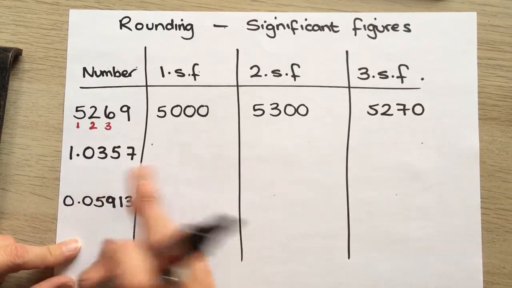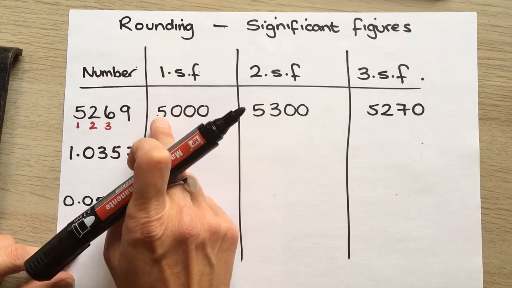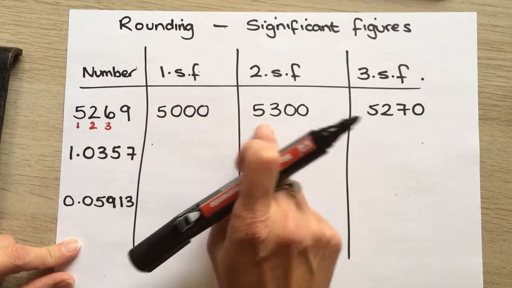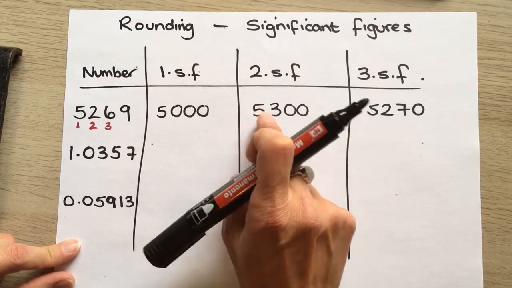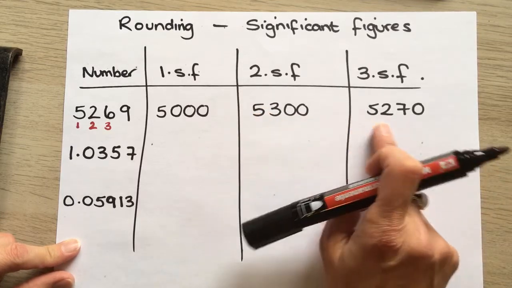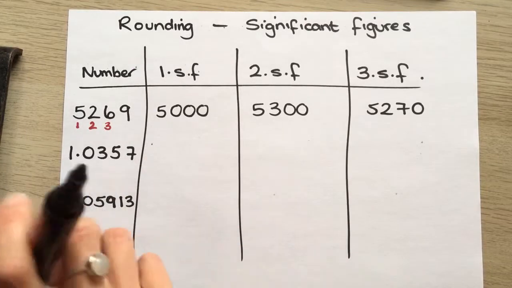The only thing that has changed is that in this case we have 1 digit and then everything else is zeros. In this one, two significant figures, we have 2 digits and then zeros, 3 digits and then a 0. Okay, moving on to the next one.